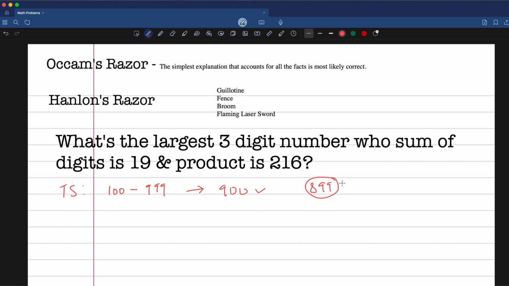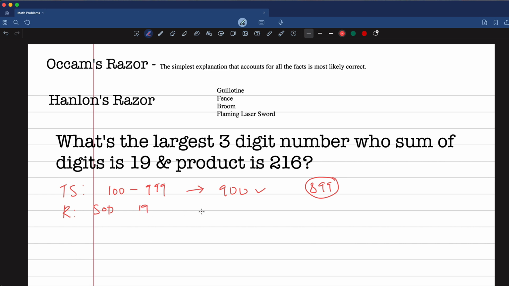So this is a classical over-information problem. So we need to have certain filters or razors to ensure that you chop off all the unnecessary ones. So for example, the first razor, or the filter that you can have, is the sum of the digits, right? The sum of the digits should be 19.